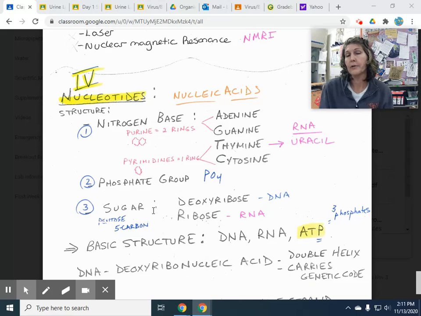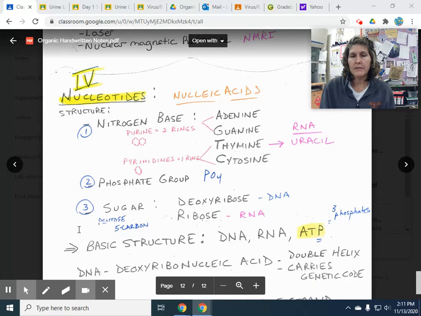Last part of a nucleotide are my sugars. My sugar in DNA, deoxyribose, is a 5-carbon sugar. It ends in -ose. That's how I know it's a sugar. We just said sugars usually end in -ose. Ribose is the sugar in RNA, so just slightly different sugars. They're actually isomers of one another as well. So pentose just means it's a 5-carbon sugar.